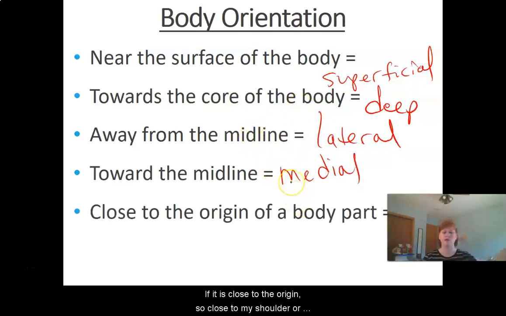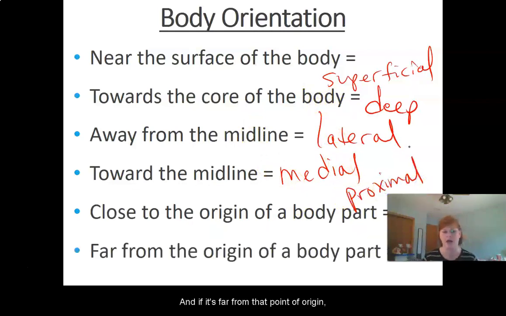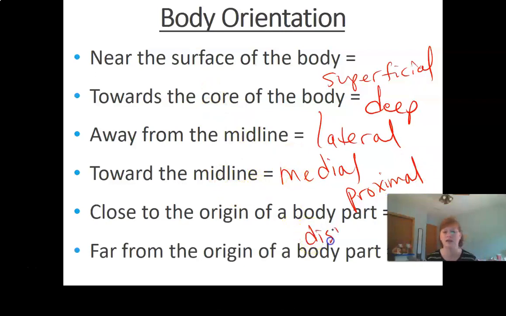If it's close to the origin, so close to my shoulder or close to my hip, then we say that it is proximal. And if it's far from that point of origin, so I'm closer to my hand or closer to my foot, then we say that it is distal.